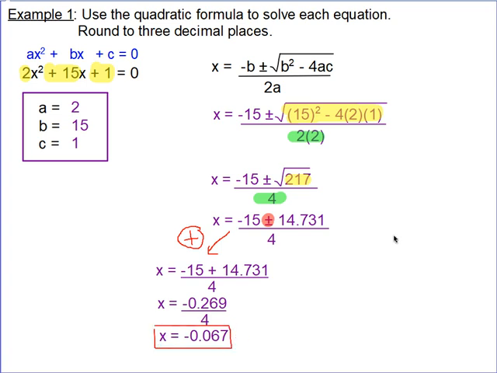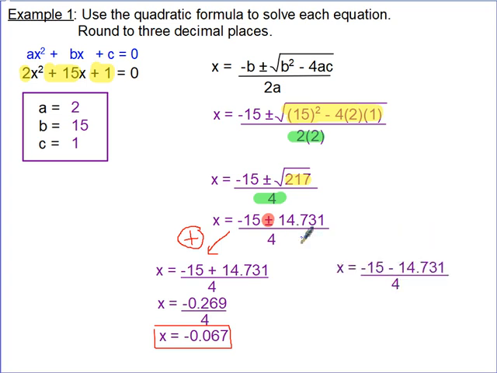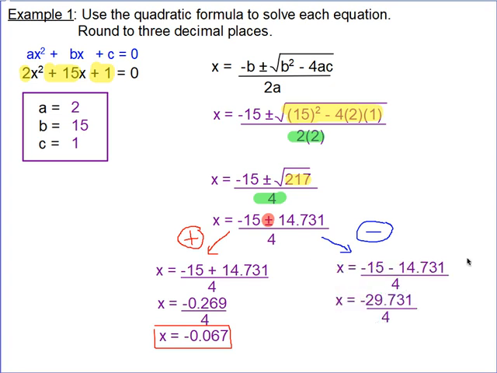Okay? And then, of course, don't forget it's a plus minus, so we also have to minus. So I highly suggest you draw this arrow over here and you put a minus symbol like that. So negative 15 minus 14.731 divided by 4. Remember to simplify the top first, right? You're not new to this. And then we just divide by 4, and we should get something like negative 7.433. And there you have it. These are the two solutions.